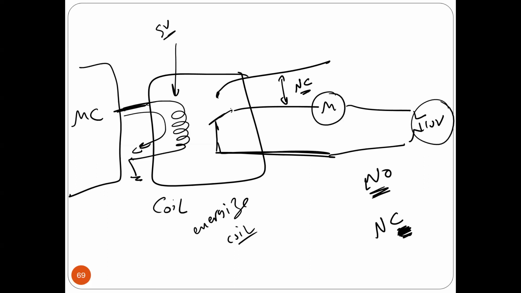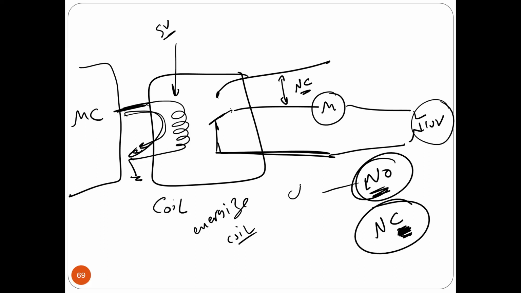So we have two types of switches. One of them is called normally open, and the other is normally closed. Normally open means it's open normally, and once you energize the coil, it closes. Normally closed means it's closed normally, and once you energize the coil, you make it open.